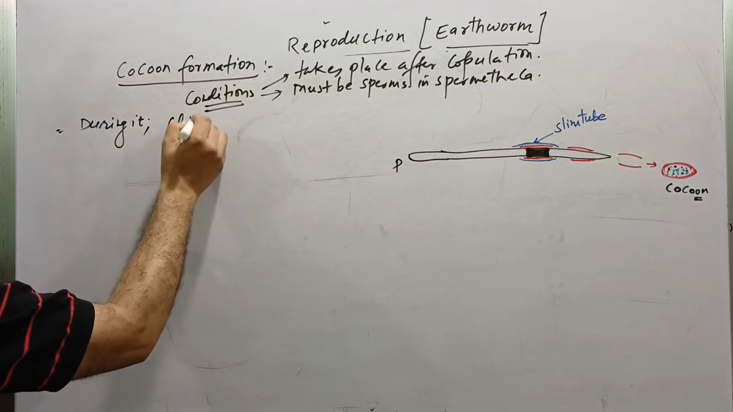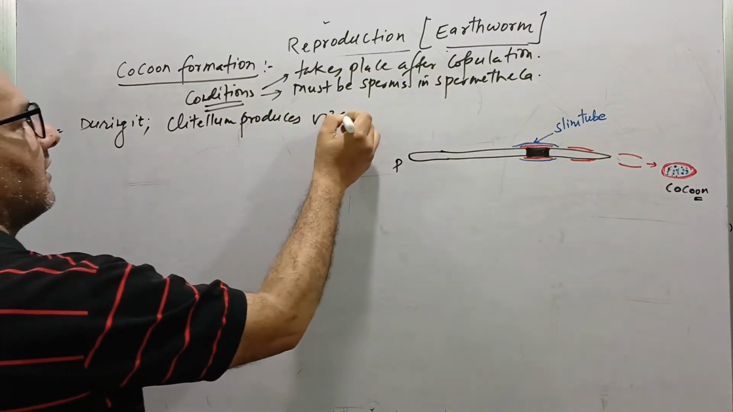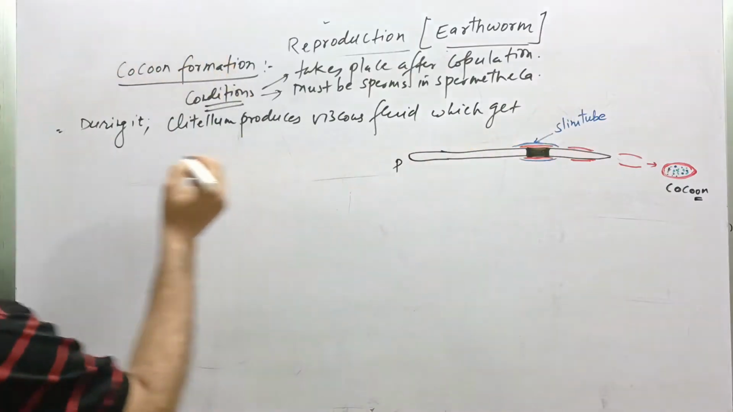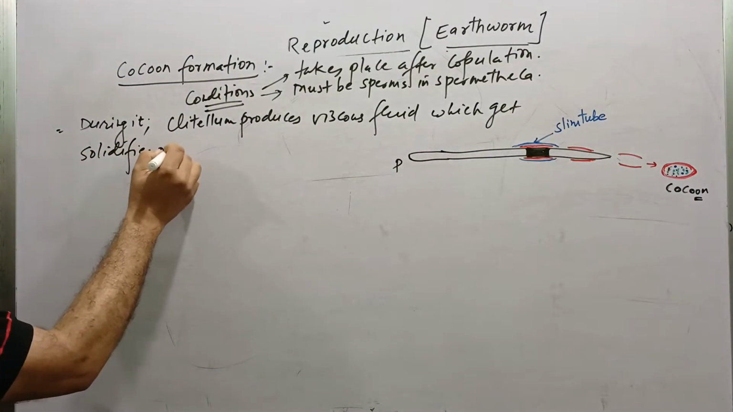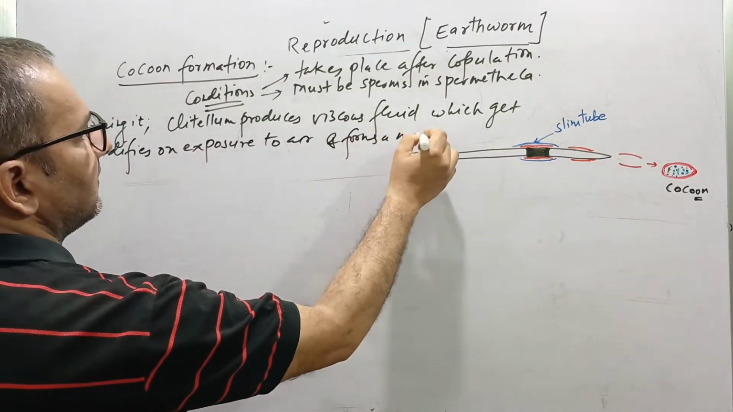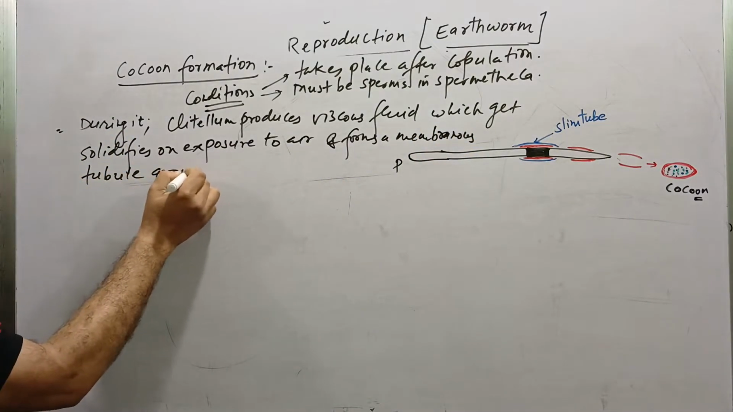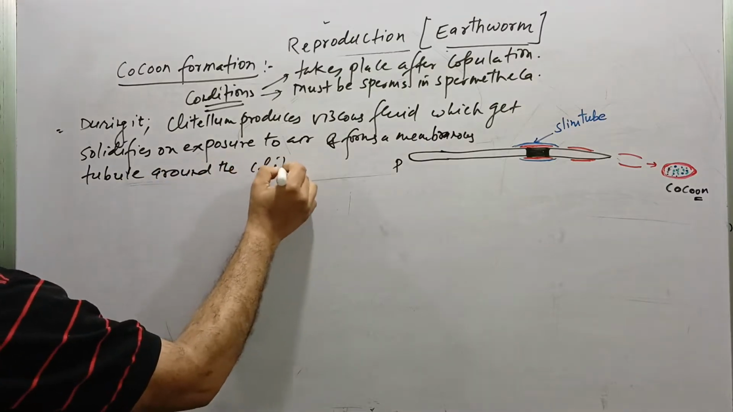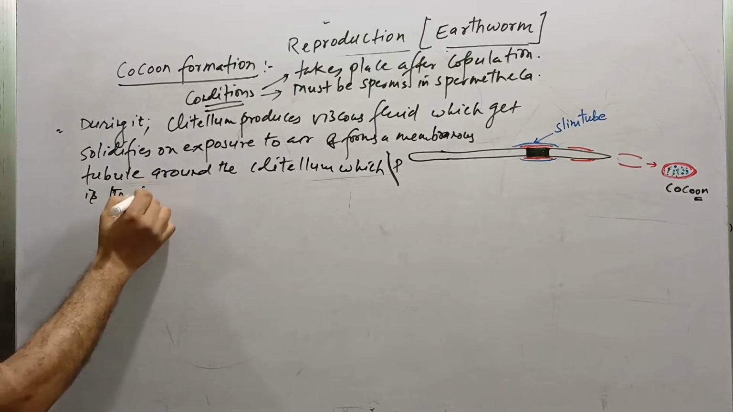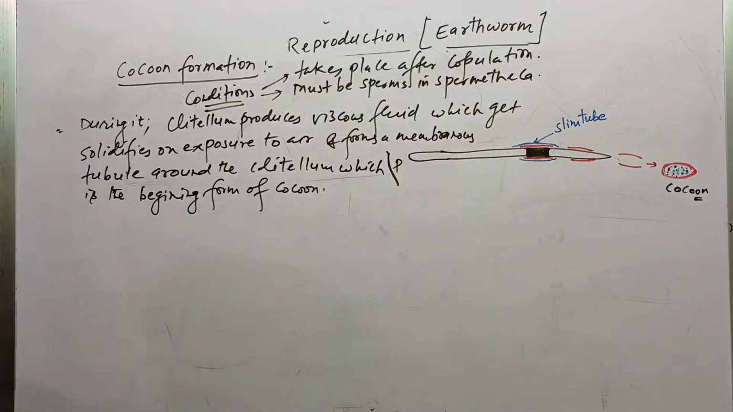What happens at first? The clitellum produces viscous fluid, which solidifies on exposure to air and forms a membranous tubule around the clitellum, which is the beginning form of the cocoon.